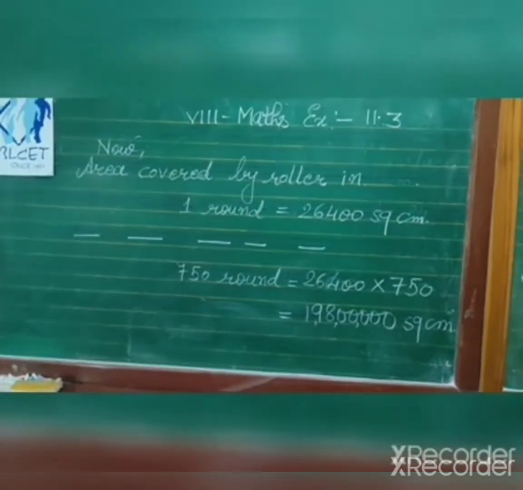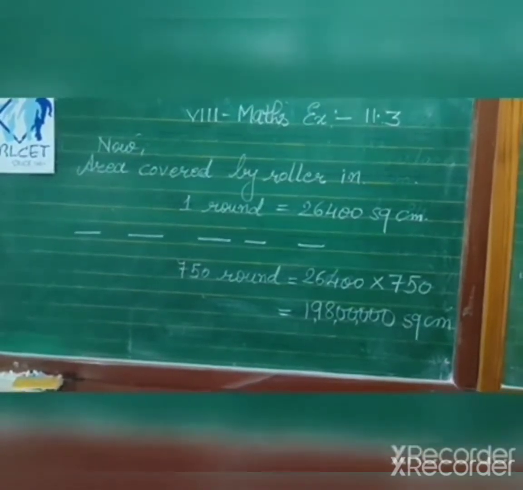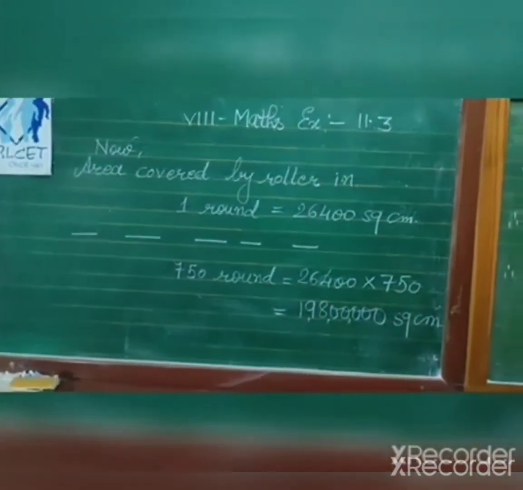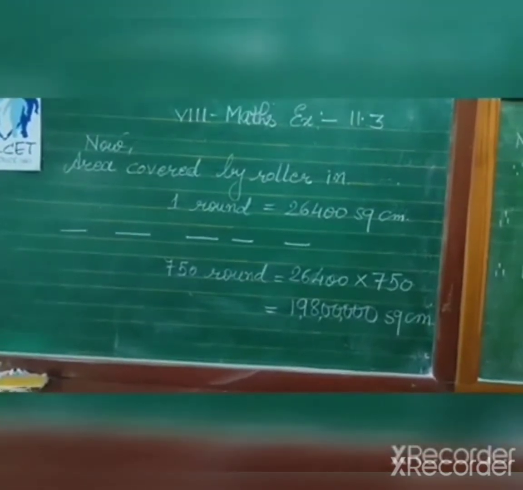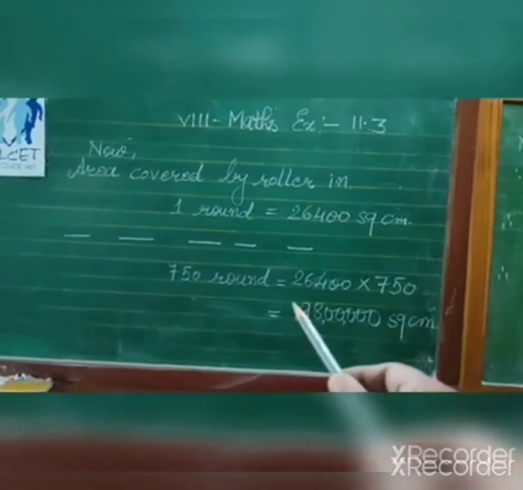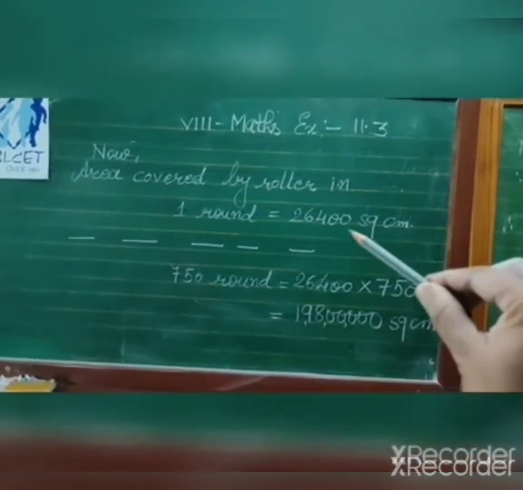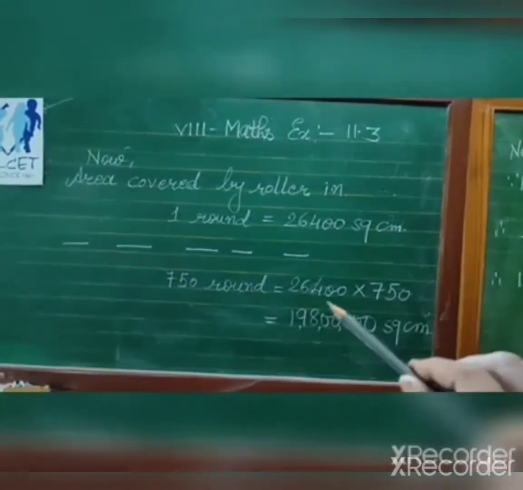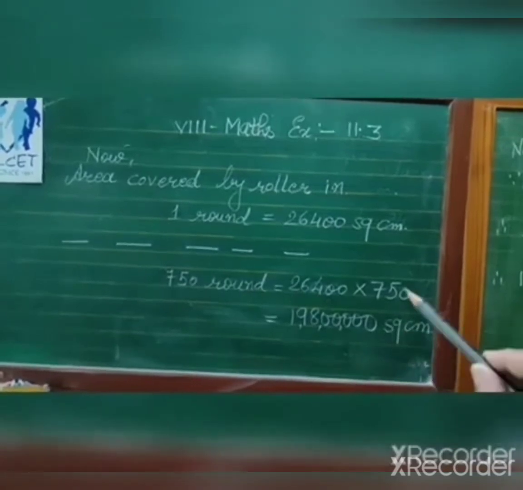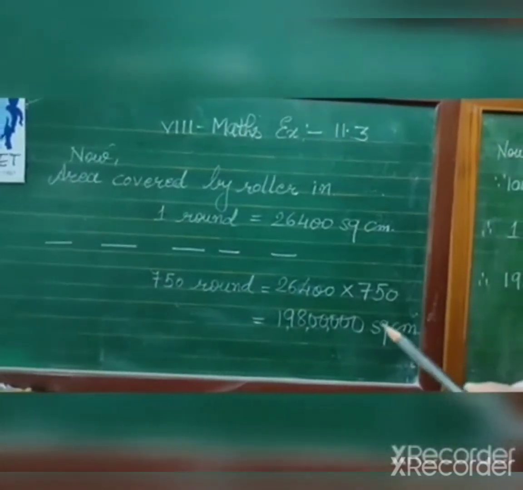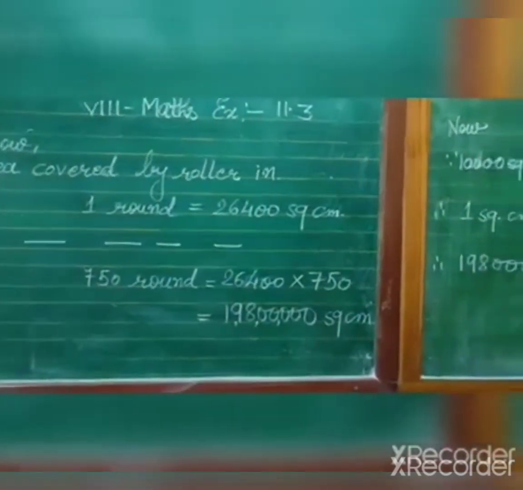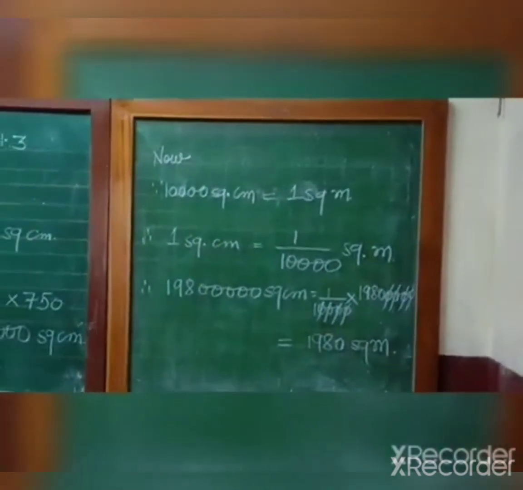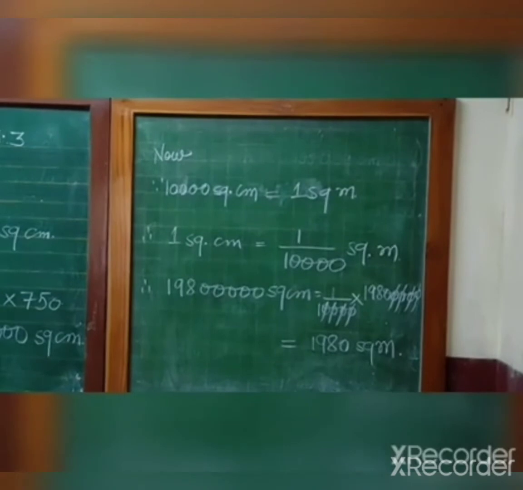After that, we will write the area covered by the roller in one round is equal to 26400 square centimeter. Then the area covered by the roller in how many rounds? 750 rounds. You will put here 750 rounds. 26400 multiplied by 750. So we will get 198 with 5 zeros square centimeter. Unit should be there. Now this square centimeter we will change into square meter. But we know that 1 meter equals 100 centimeter. So again 1 square meter is equal to 10,000 square centimeter.